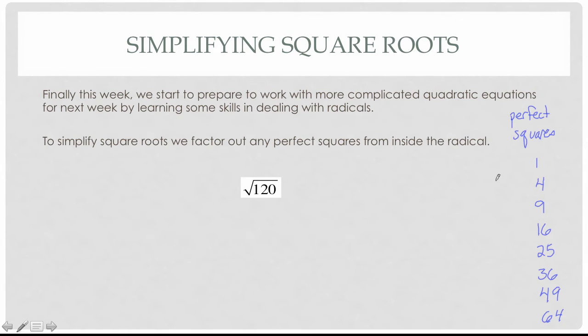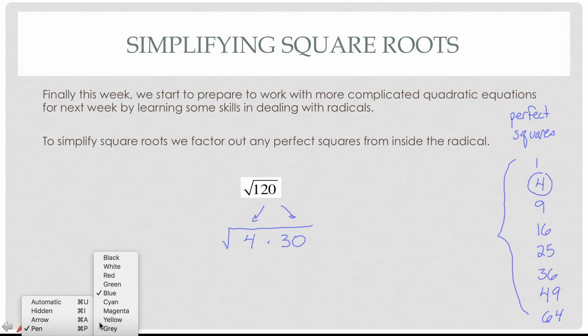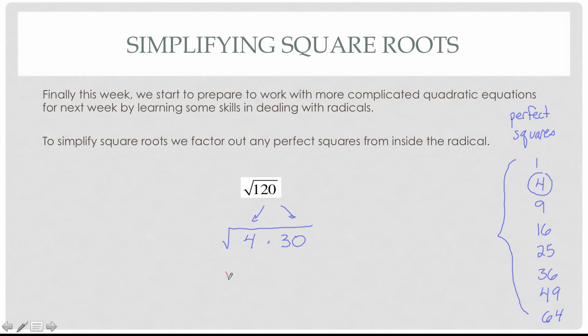Now what I'm looking at is, are any of these factors of 120? In other words, can 120 be divided by any of these numbers? It can, and the only one is it can be divided by 4. So we want to look for the largest one that is a factor, and what that means is I can split 120 into the square root of 4 times 30. Now the way square roots work is you can rewrite it as two separate square roots. That's the same as the square root of 4 times the square root of 30.